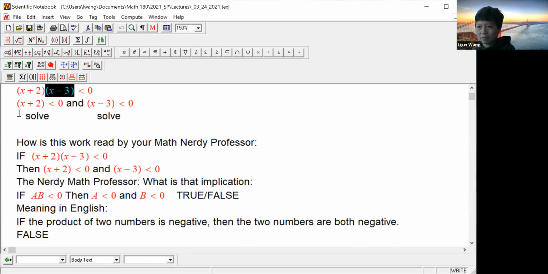and it's negative, but then each one is negative, right? We know that's false. We know that's false, right? So you have to have a logical context in that the work you present must have a logical context. So what are the logical foundations here?